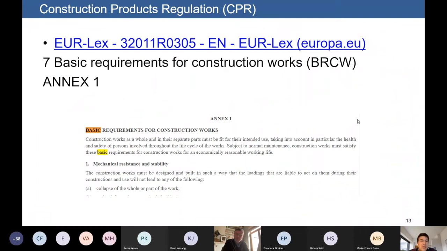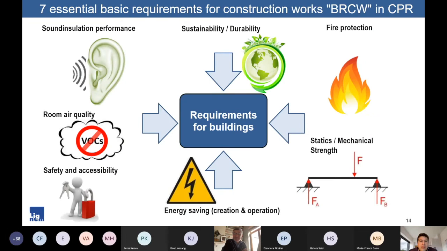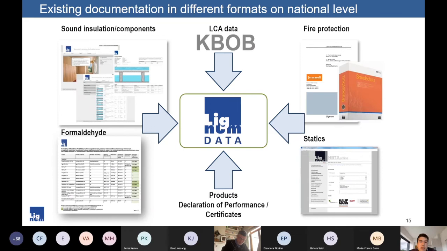Interestingly, we started also with the construction product regulation, and it is a very good thing that we have a common understanding of what our basic requirements are, so that we can structure our work according to that. This is actually what we already did in Switzerland all the years before. We developed state-of-the-art solutions for wood in all the different basic requirements. We spoke before about environmental impact. And those information have always been in different formats.